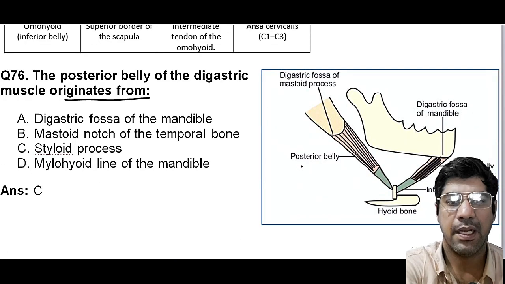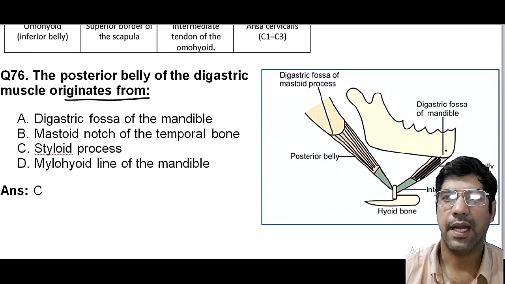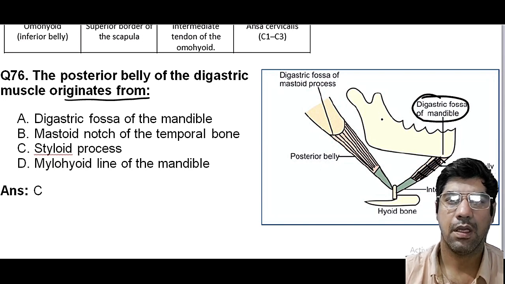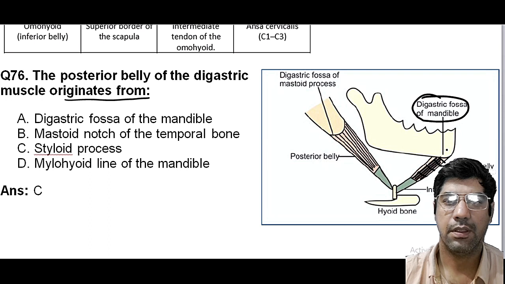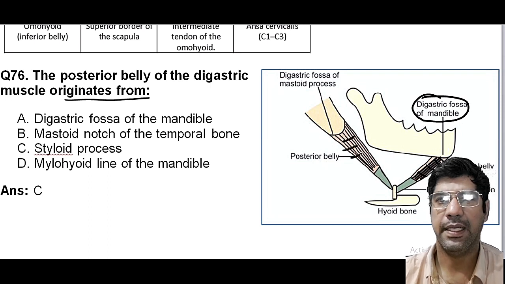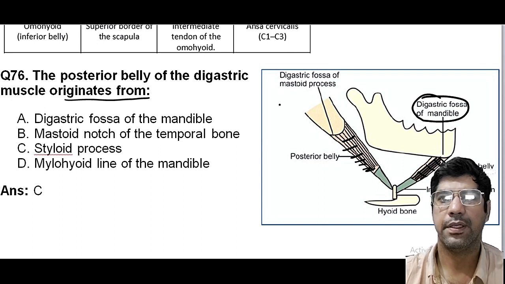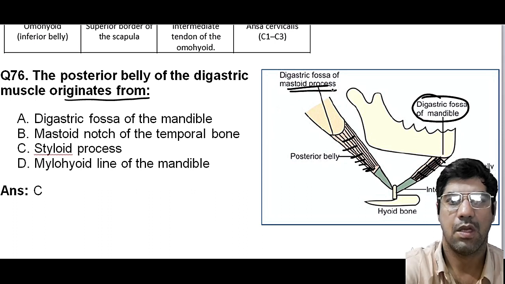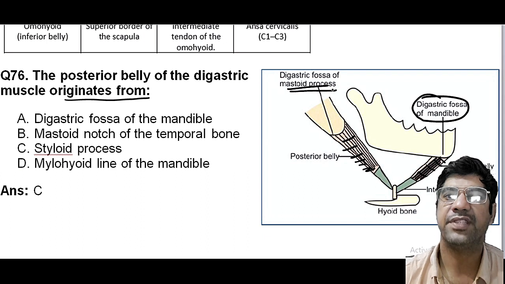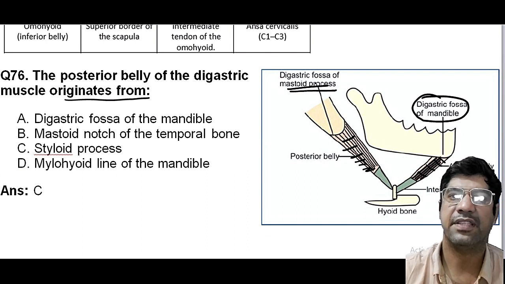So these are the two bellies. The anterior belly has an origin from the digastric fossa of the mandible. This attachment helps in depressing the mandible and opening the mouth. Whereas the posterior belly has origin from the mastoid notch of the temporal bone. Remember, the posterior belly of digastric is innervated by a branch of which nerve? It's the facial nerve.